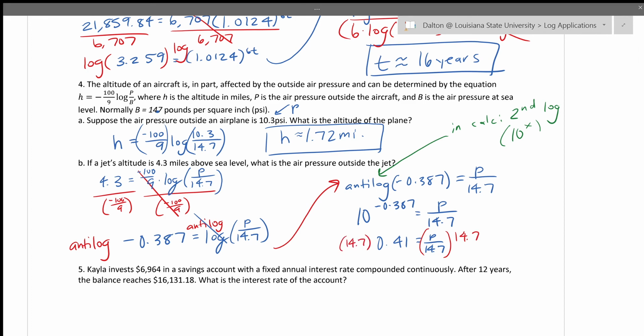And you're going to get p, which stands for the pressure outside of the jet. And you'll get a decimal that, when you round it, even in a couple different ways, will round to a positive 6 psi.